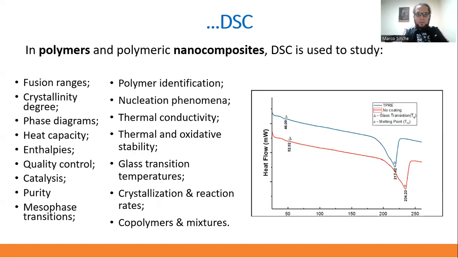Regarding the applications, it is widely used in polymers to learn several properties or types of studies. Also, in modern times, nanocomposites made with polymers could also be studied through these techniques. In the left, we can see all of the cases in which this technique is used. Some of them could be very useful in the food industry as well, for example, to determine the heat capacity of a material, the enthalpies, which will be important in the production phase, and so on.